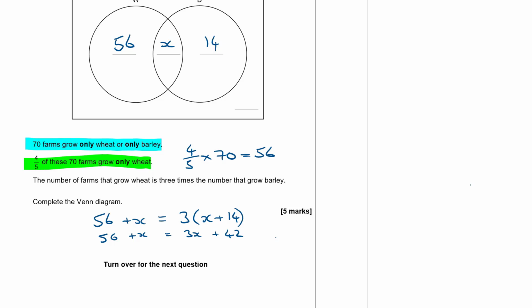Rearranging, I think it's easier to put the X's on the right. So 3X take away X. I'm going to move this X over here, take away. And I'm going to move this 42 onto the other side. So that gives me 2X is equal to 56 take away 42. They have a difference of 14, making X equal 7. Okay, now I know all the information I need to fill this diagram in.